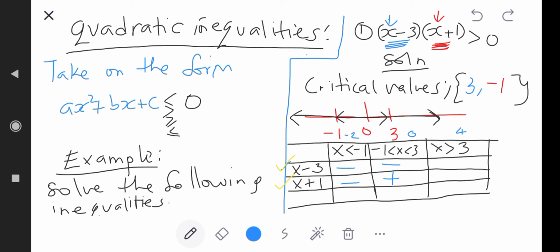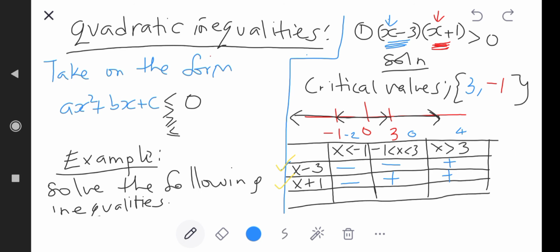We go to the last one. The last one says values bigger than 3, we chose a 4. So this 4, when we substitute it, I'll have 4 minus 3, and that will give me a positive 1. So as I have said, we write the sign, and that is a positive. When I put here 4 plus 1, it will be a positive 5. So I write here a positive.